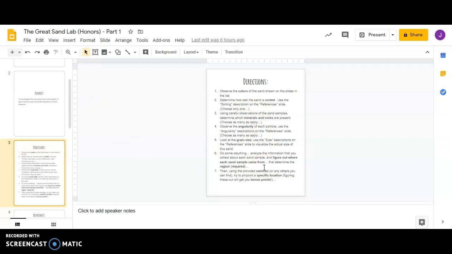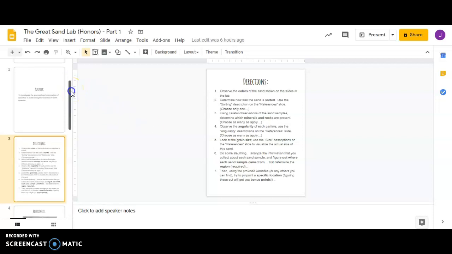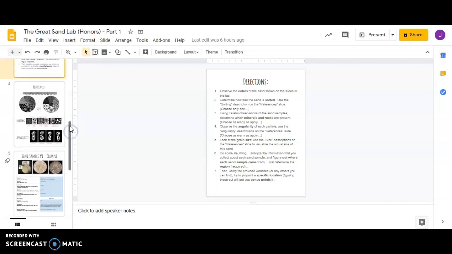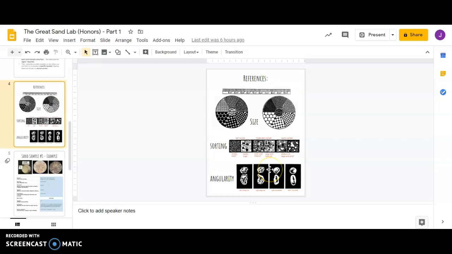Now, again, these items did come from just North America, so you're not looking for sand anywhere outside our own continent. And you really just have to tell me what state they came from. I don't need a specific city or a specific town. If you can get it, great, but I'm mostly looking for big picture kind of stuff. I put some references in here, same as what you saw on Friday for sorting and angularity. Use these to help you.